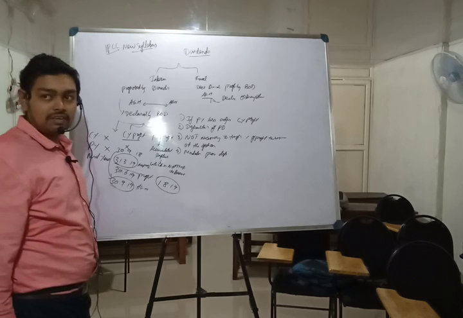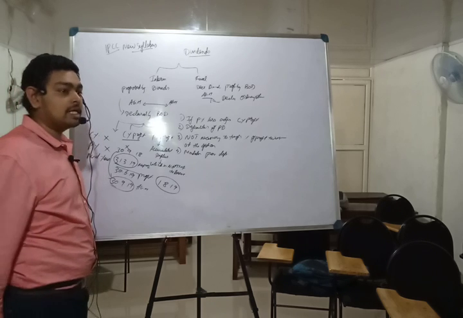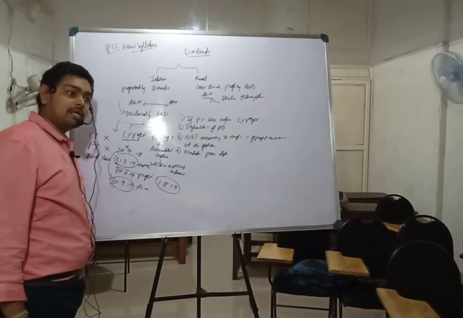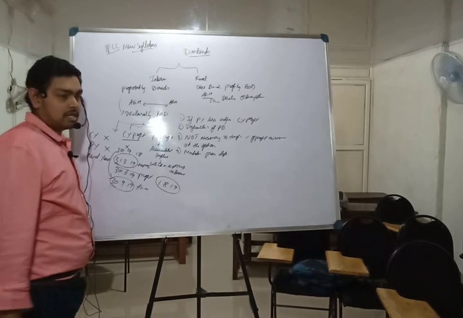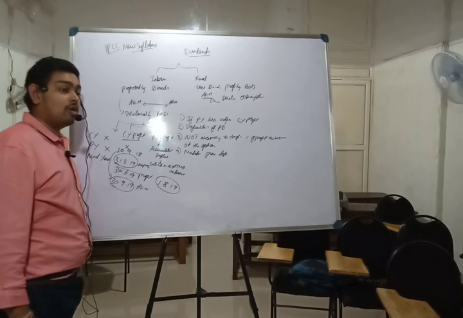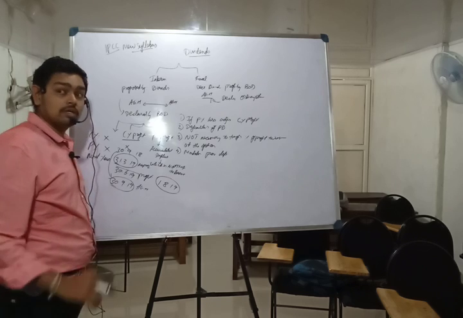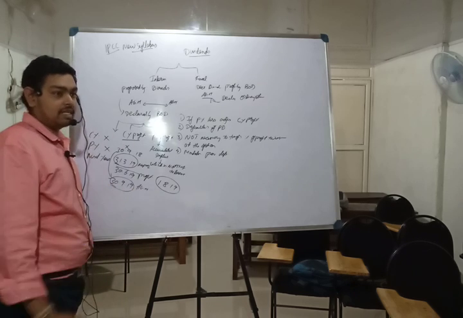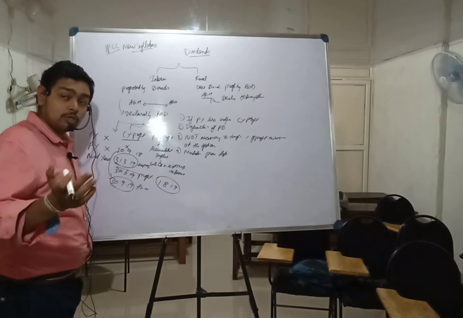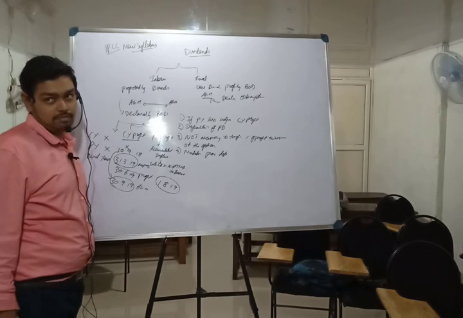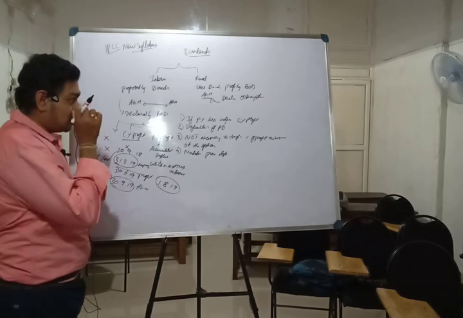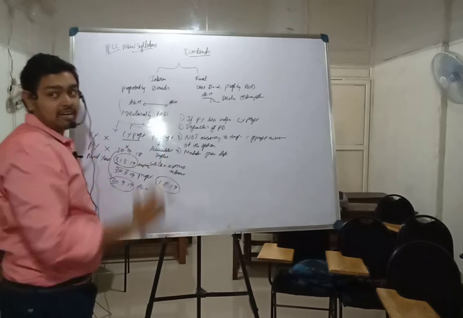Interim dividend can be declared from current year's profit. Interim dividend can be declared from previous year's surplus. Interim dividend can also be declared from next year's profit. Are you able to understand? But this should be before the AGM. Understood? Okay. Now we will go for final dividend.